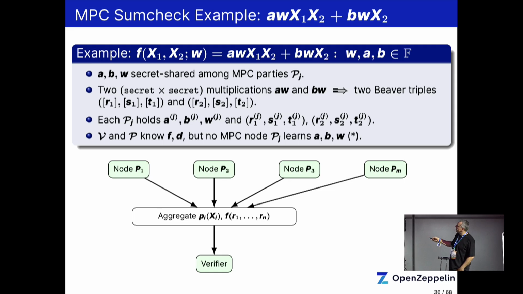So now every Pj, every node will hold shares of those three, A, B, W. And on top, they will also hold shares of Beaver triples for every multiplication present in your polynomial. And in this case, we have two multiplications, so AW and BW. So for each of those, in an offline phase, even before the protocol starts, we need to make sure to distribute the right number of Beaver triples to each of the nodes. So that's what we do here.